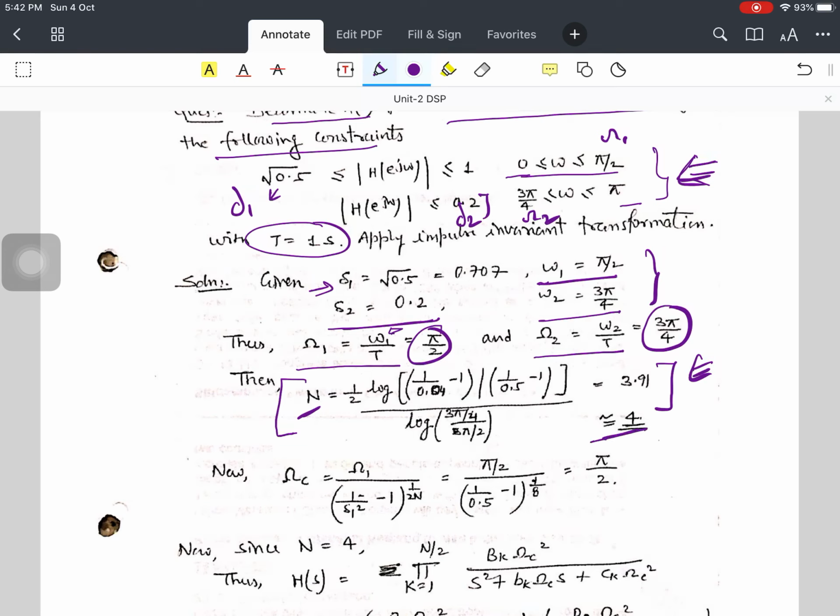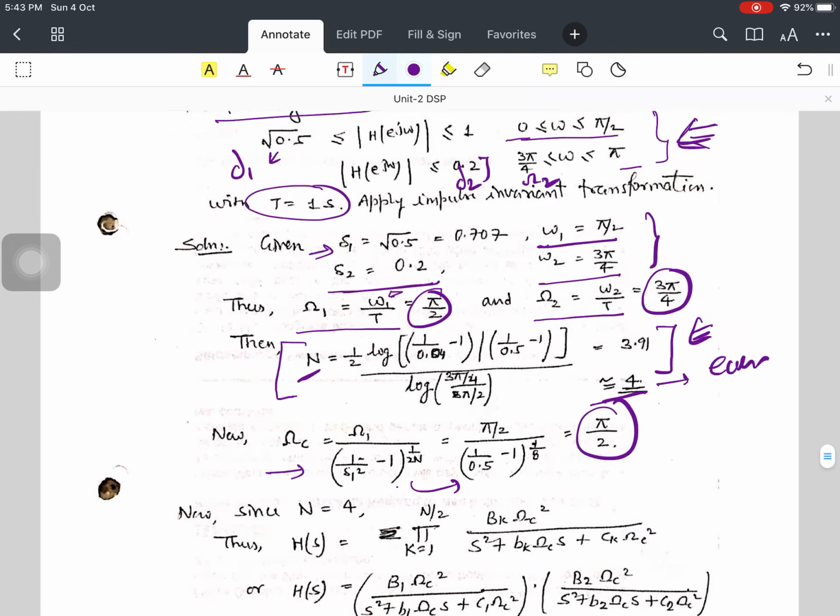So, N equals 4, and that is even. Now, we know the formula of the 3 dB cutoff frequency, that is Ωc equals Ω1 upon (1/δ1² minus 1) to the power 1 by 2N. When we put all these values, we get Ωc equal to π/2.